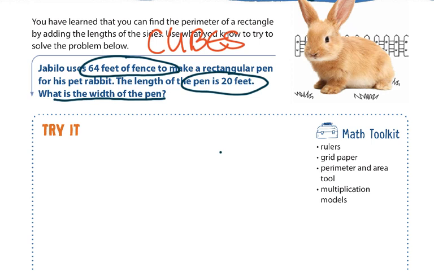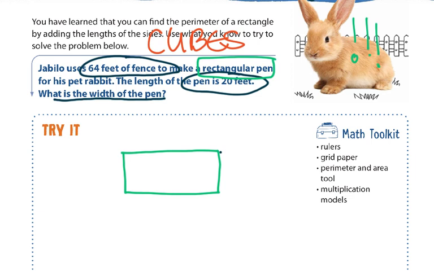I'm underlining the question. Box in keywords. I'm going to box in rectangular pen. So it looks like I need to draw a rectangular pen for his rabbit. Yay, the rabbit needs a home. In all, 64 feet is how much he has of fencing.